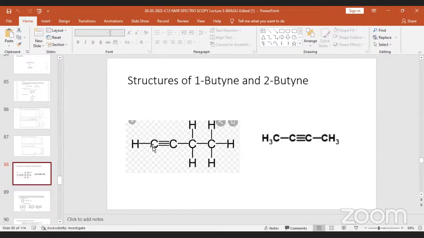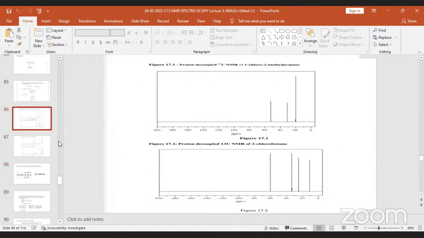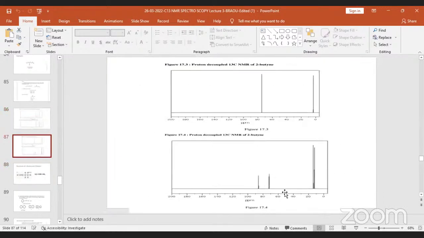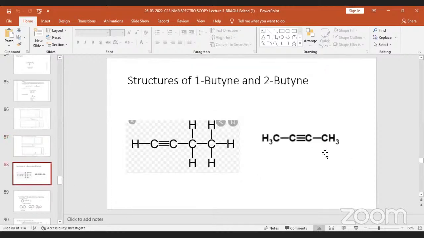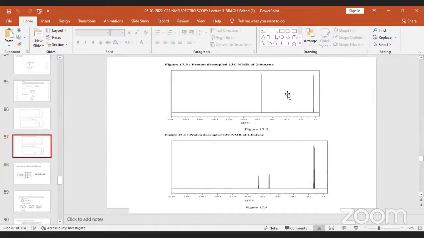You see, same thing. Yeah, this is 1-butyne spectrum, and this is 2-butyne spectrum, and the structures are this. See, in 2-butyne, the 2 CH3s are the same, and the 2 acetylenic carbons are the same. You get 2 signals as here.